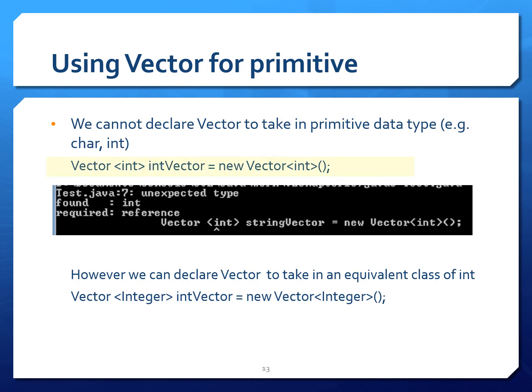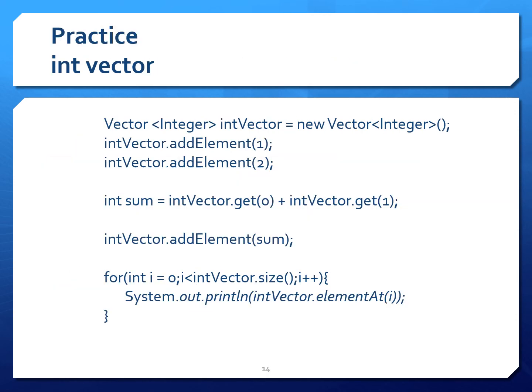We cannot declare a vector to take in primitive data type, for example a char or integer data type. However, we can declare a vector to take in an equivalent class of integer. Practice time. This code shows how to store integers in a vector using the Integer class. Pause the video and code this example.